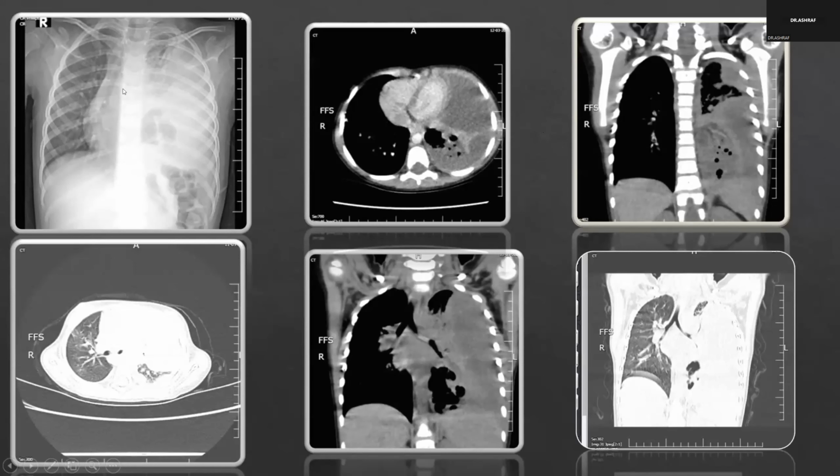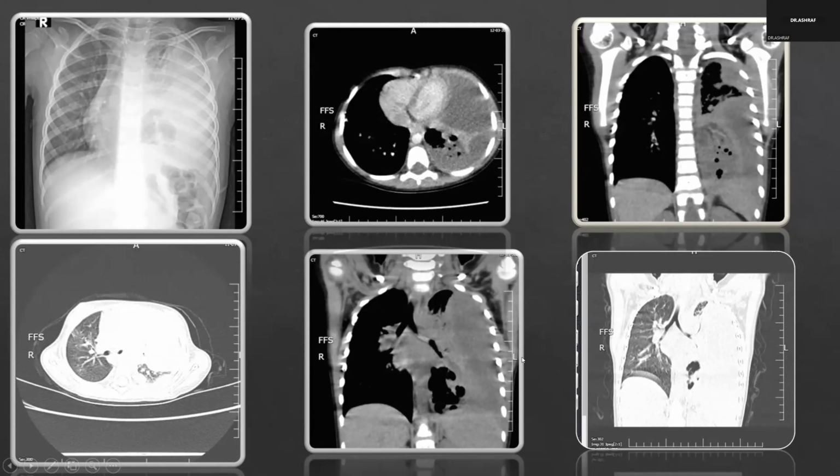This is the X-ray in the presentation. You see the whole left lung opacity, some areas of lucency here, and a mediastinal shift to the left side. In the contrast-enhanced CT, there is a pleural effusion and an area of necrosis here.